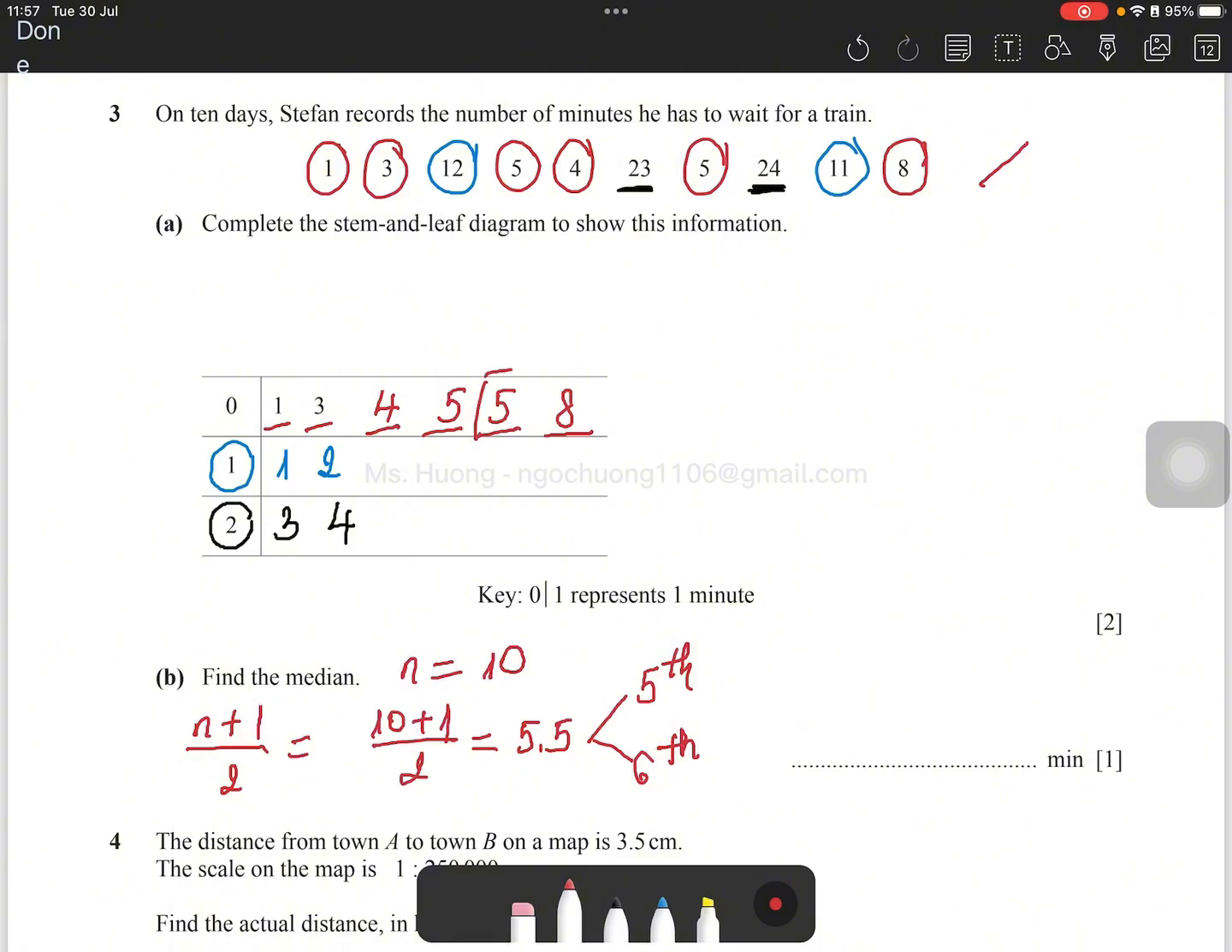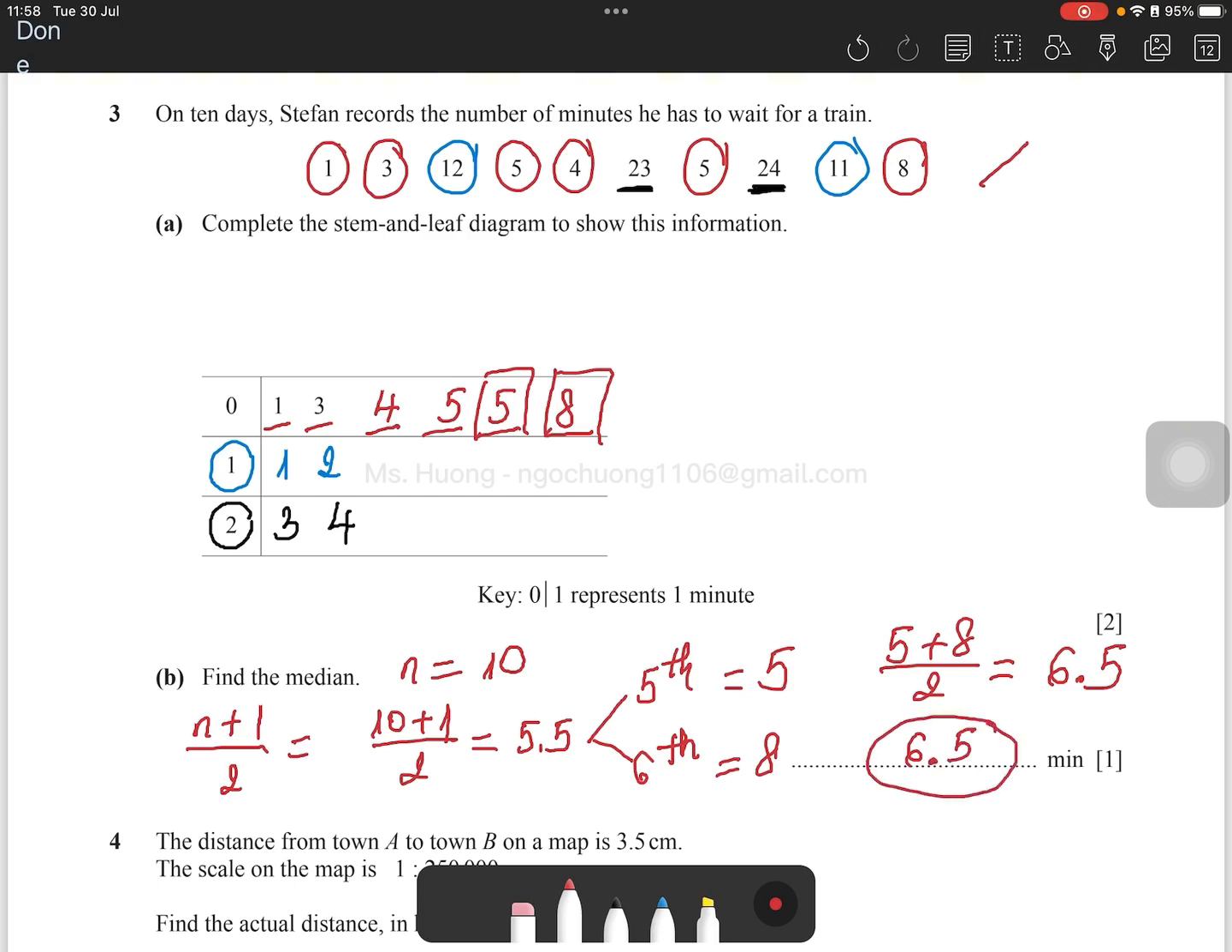So the 5th number is 5. And the 6th number is 8. So we find the average of 5 and 8. 5 plus 8 is 13. 13 divided by 2 is 6.5. So the final answer is 6.5 minutes.